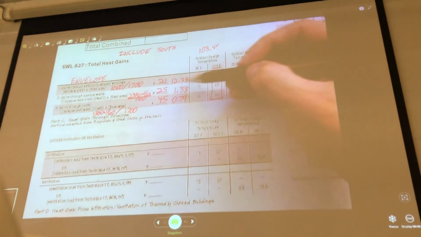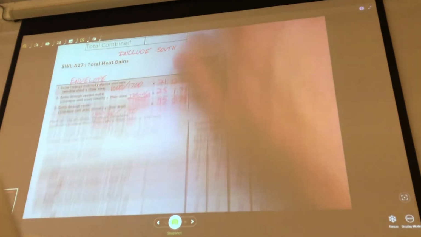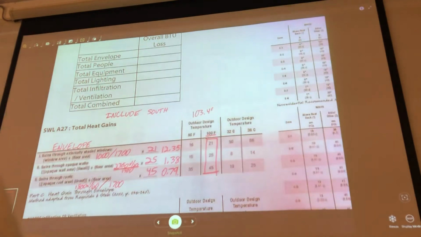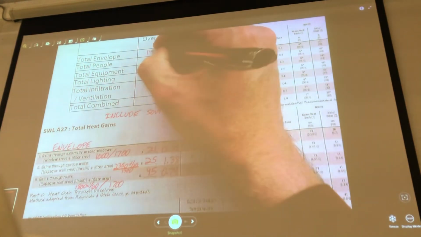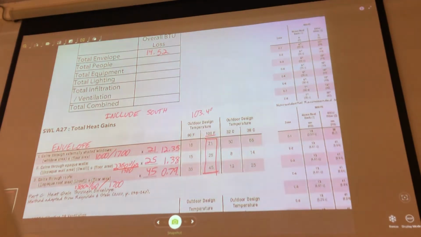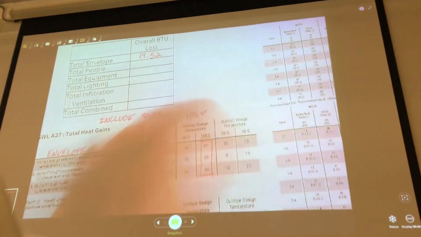We add all 3 of these together, and that gives me all of my heat losses, or heat gains, sorry, all of my heat gains for my total envelope. If we add all that together, I get 14.52. Questions on that? You said it was all the heat losses or gains? Gains. So this would be heat gains, so total heat gains.